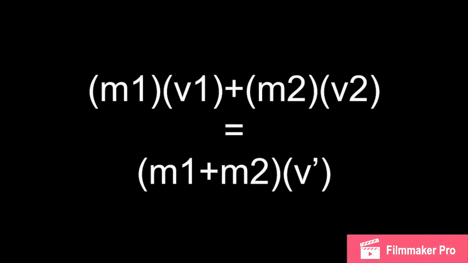This is an example of an inelastic collision, because when the broom hits the ball, the two objects begin to move together as one mass. In an inelastic collision, final mass equals the combined mass. The equation for this is on the screen.